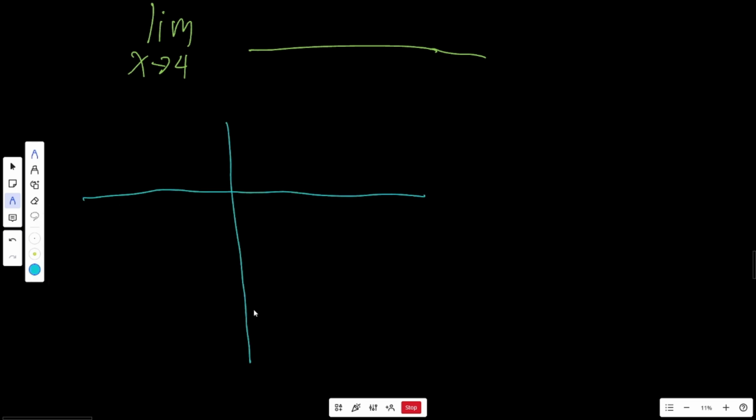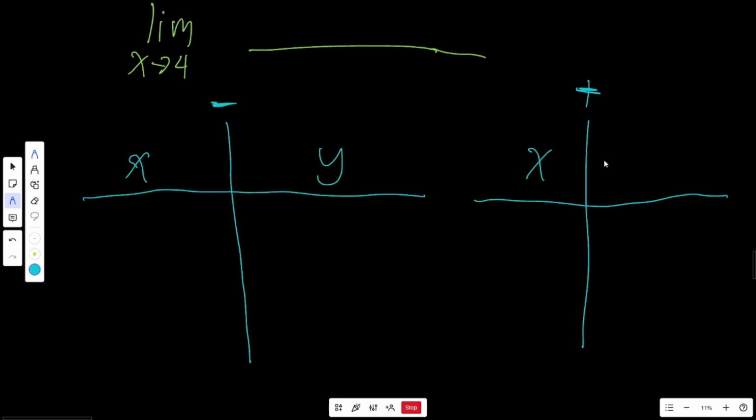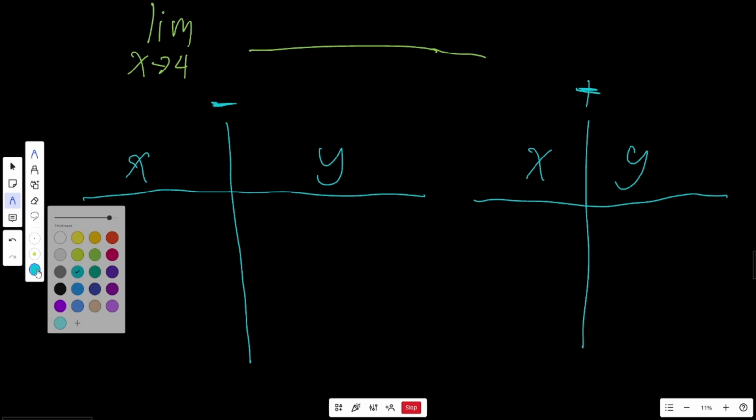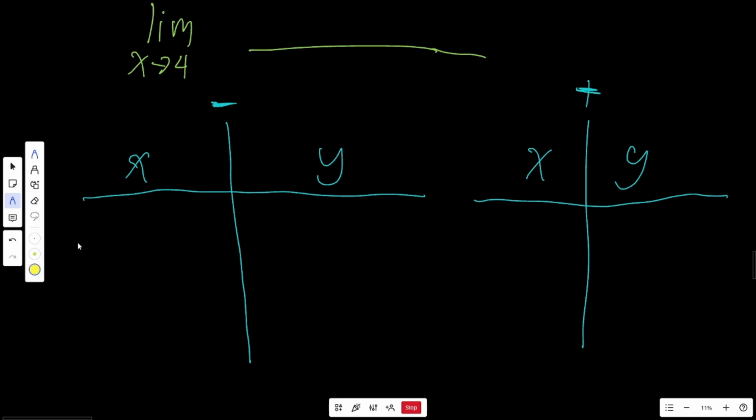So, typically you'd have 2. This is for your left side, so this is the limit from the left. I'll just write a minus here. I'll write a positive here. And this is our x and this is our y. What we want to do here is put in values or inputs that are really close to what we're looking for, which is 4. So let's try listing down some first. We're going to go in ascending order here because we're coming from the left.